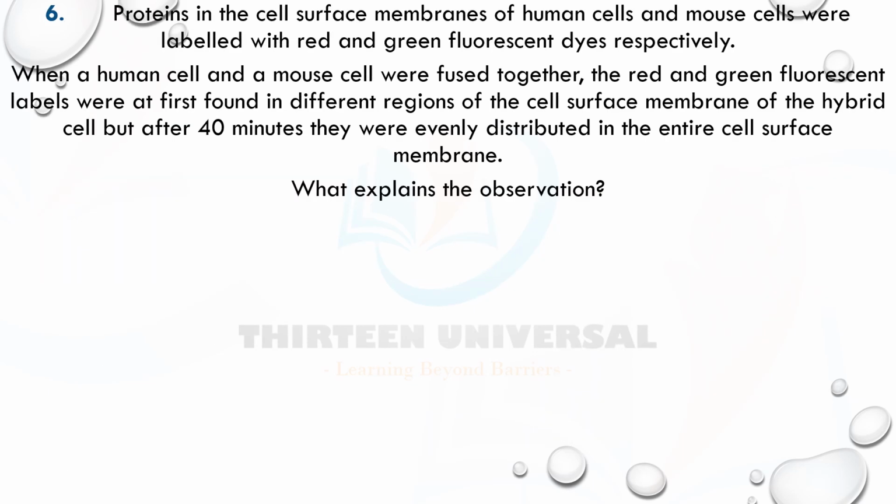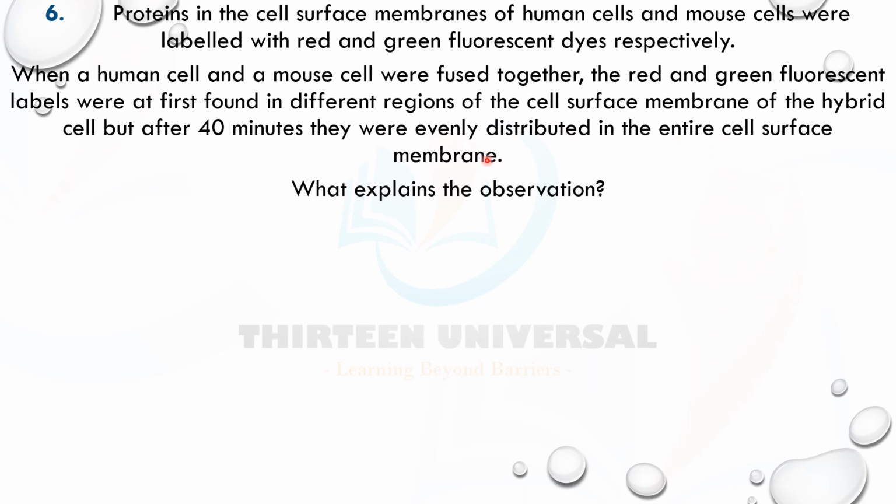Number 6 is quite a big read. Okay, long read. Let's go on. It says proteins in the cell surface membranes of human cells and mouse cells were labeled with red and green fluorescent dyes, respectively. When a human cell and a mouse cell were fused together, the red and green fluorescent labels were at first found in a different region of the cell surface membrane of the hybrid cell. But after 40 minutes, they were evenly distributed in the entire cell surface.